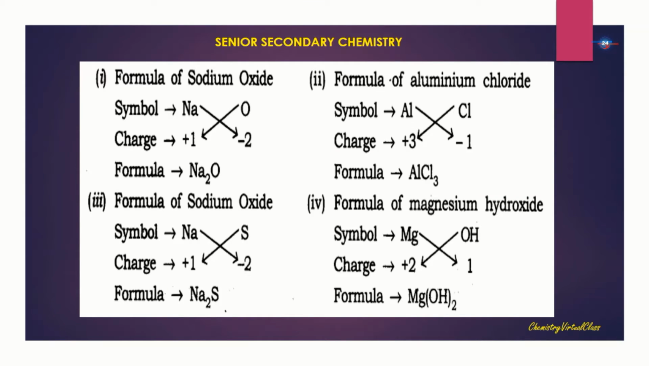Sodium oxide. Remember, the chemical symbol for sodium is Na, not SO, as some of you write it. Some students write sodium as SO, which is wrong. There is no chemical element with such a chemical symbol.